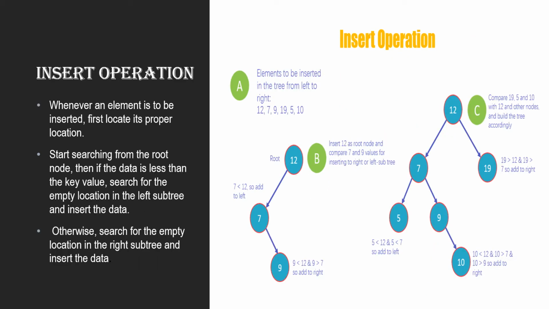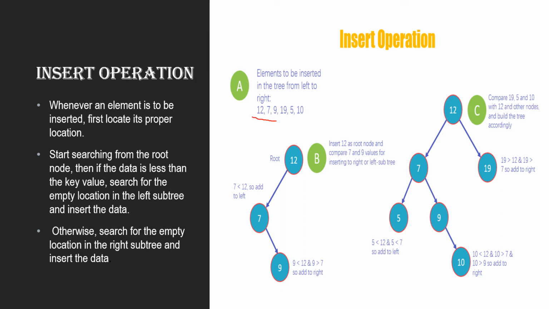Next operation, insert operation. Whenever an element is to be inserted, first locate its proper location. Start searching from the root node. Then, if the data is less than the key value, search for the empty location in the left subtree and insert the data. Otherwise, search for the empty location in the right subtree and insert the data.